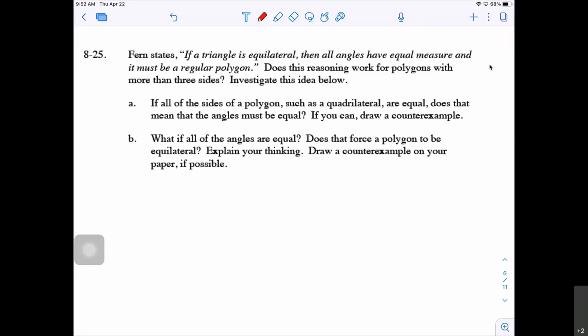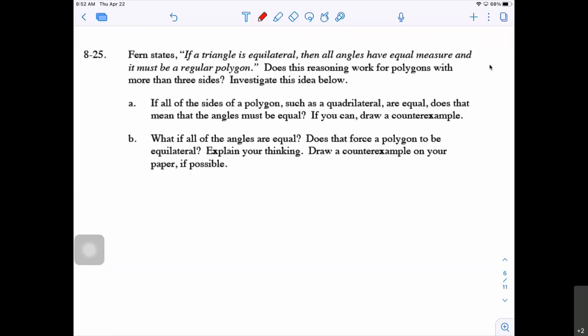Okay. So the point this problem is trying to get at is that for something to be regular, you've got to be careful. Sides don't always mean angles are congruent. Angles don't always mean sides are congruent. And in order for it to be regular, you have to have both. So just be careful on that as we move forward.